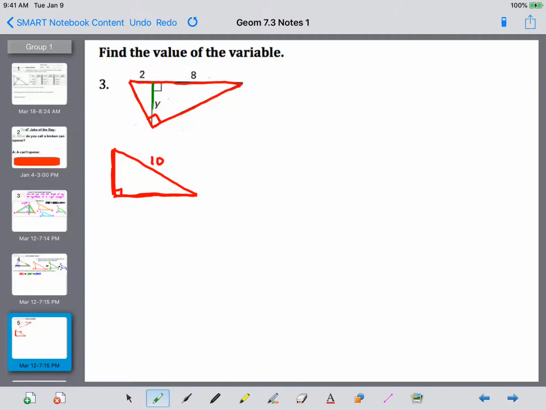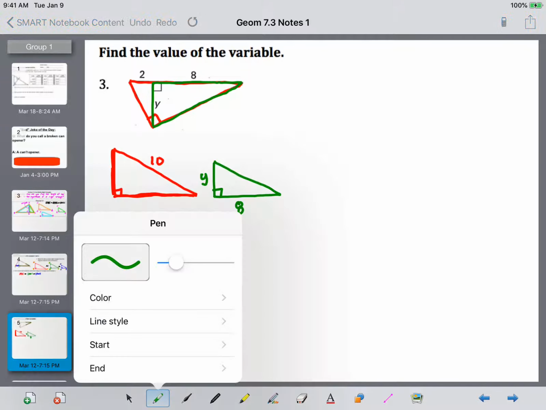All right, now let's look at the medium-sized triangle. So I'll do that one in green. And again, we're going to rotate that or flip it, whatever we need to do to get this in the same orientation. So here's the right angle. I put 8 on the base and Y on the side.